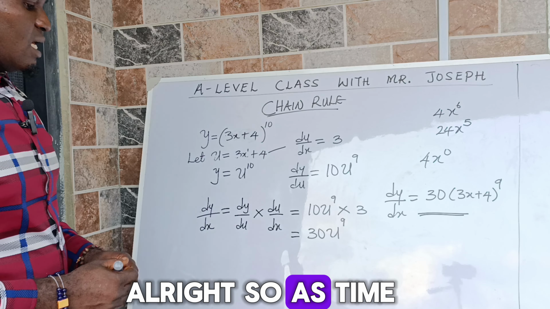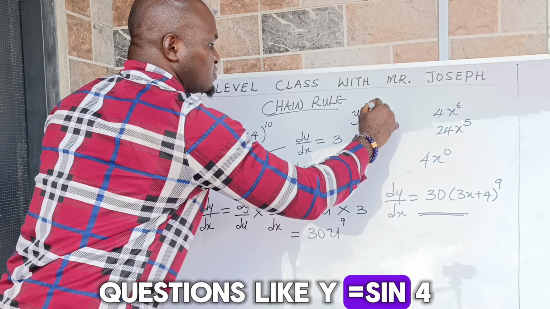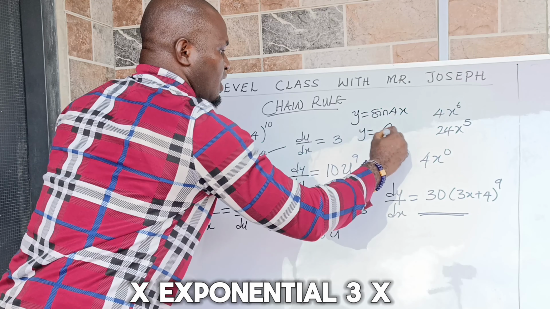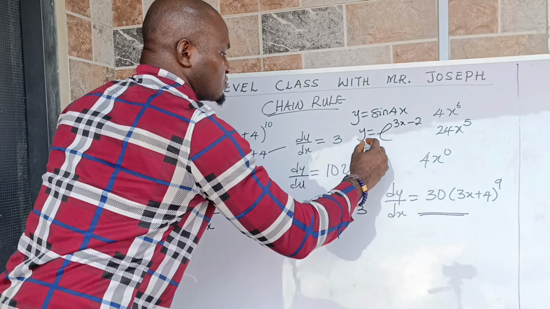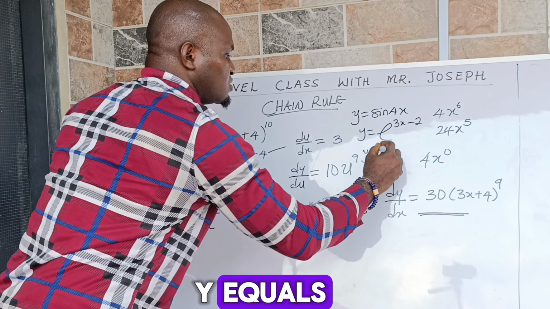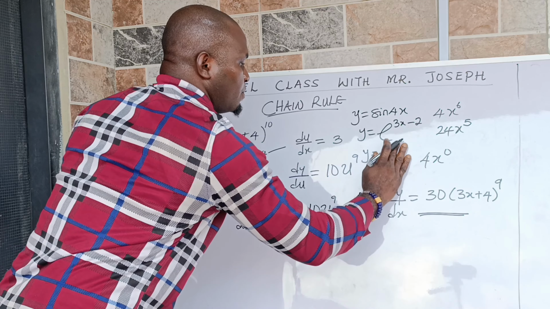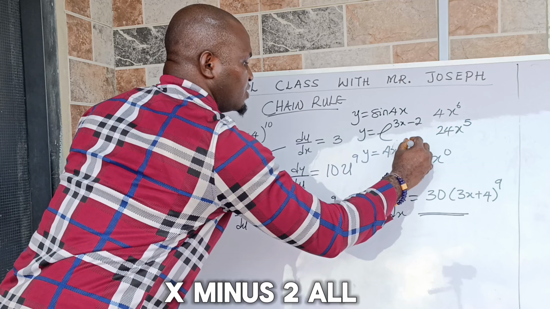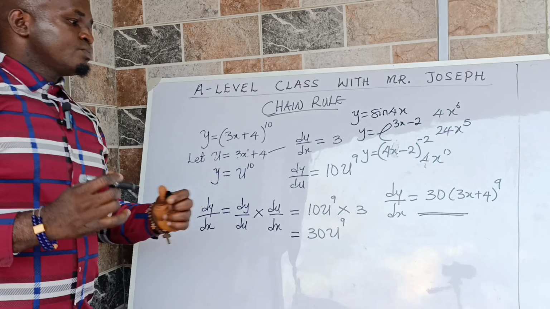All right. So as time goes on, we'll be looking at questions like y equals sine 4x, exponential 3x minus 2, y equals (4x minus 2) all raised to the power minus 2.